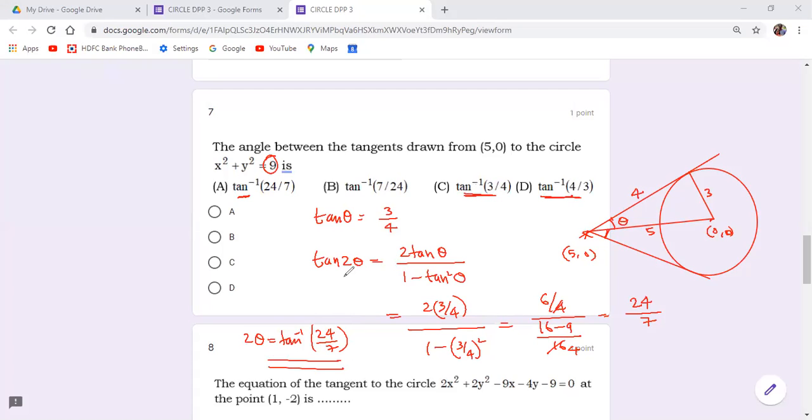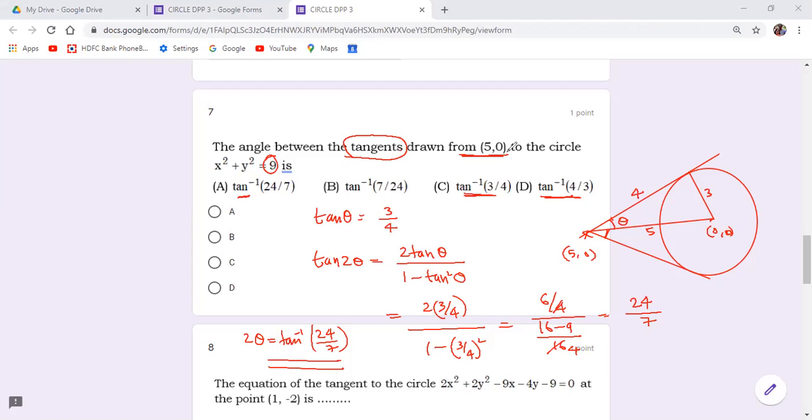See, in the classwork sum, it was given two tangents, angle between two tangents. So here it is not given, so we have to find only one. Look at this wording. Tangents drawn from a point. How many tangents can you draw? Two, no? True. So that is sufficient to state that meaning. Angle between tangents drawn from a point means automatically two tangents, because only two tangents can be drawn.